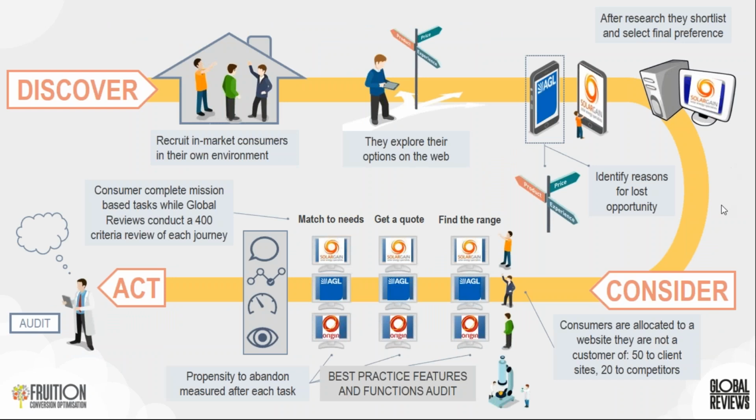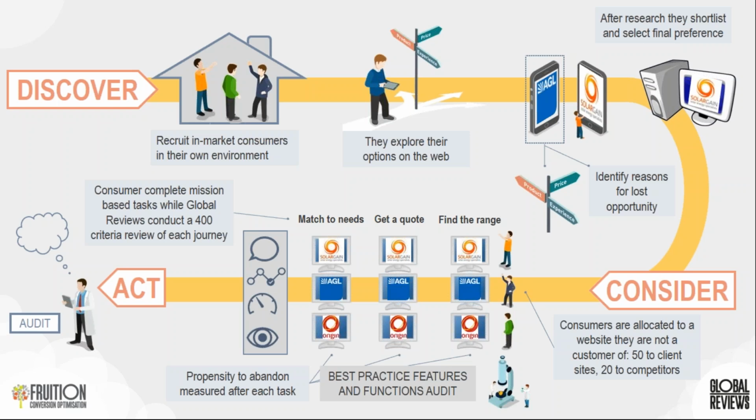So in fruition, we have three main stages. We have discover, consider, and act. The discover stage is really where we recruit in-market consumers in their own environment. So they're at home performing this research. They download an applet onto their device, either laptop or mobile, depending on the study. And then we set them a series of tasks, to go off and find a provider for whatever industry that study has been based on. So for example, health insurance for this example.